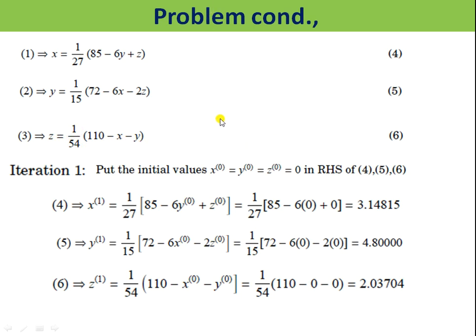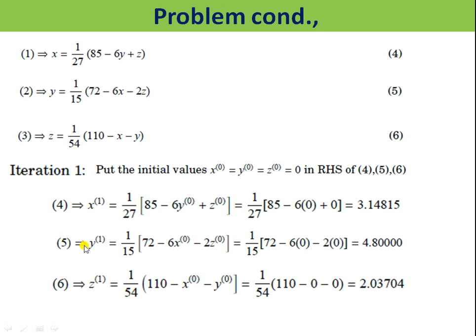So first I checked diagonal dominance. From that I am finding x, y, z values in terms of y, z and x, z and x, y. Right? Now I am going to start iteration 1. Put the initial values x power 0, y power 0 and z power 0 equal to 0 in the RHS of equations 4, 5, 6. Here I am going to find the x power 1 value. For the first iteration of x, replace y0 and z0. The equation becomes 1 by 27 into (85 minus 6 into y power 0 plus z power 0). Replacing y power 0 as 0 and z power 0 as 0, we get 85 by 27. Using a calculator we can simplify. We will get 3.14815 as the answer for x.